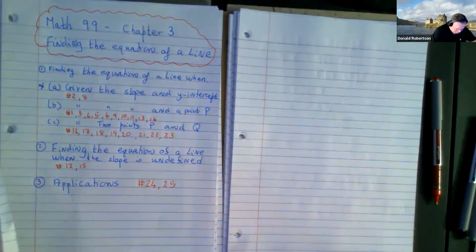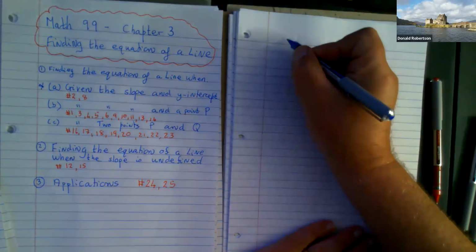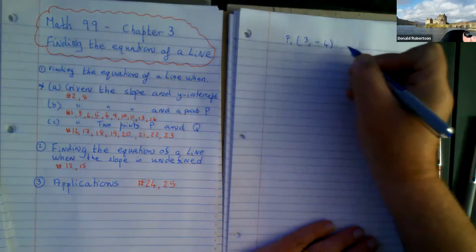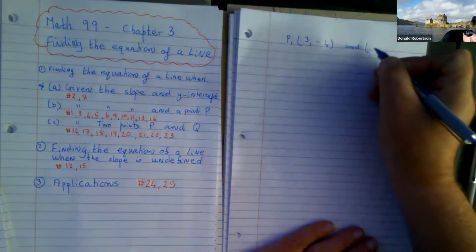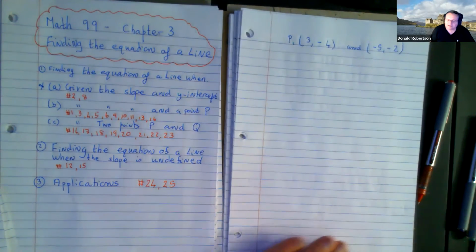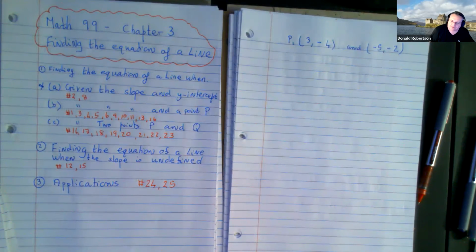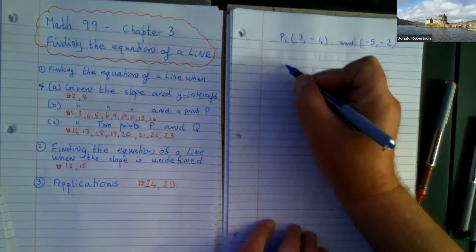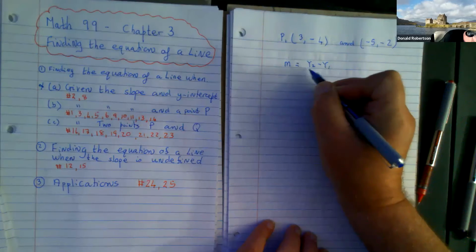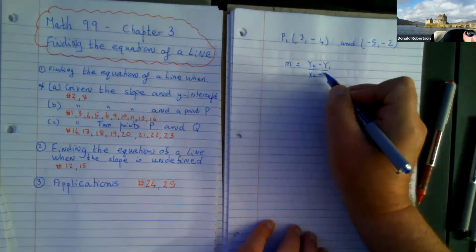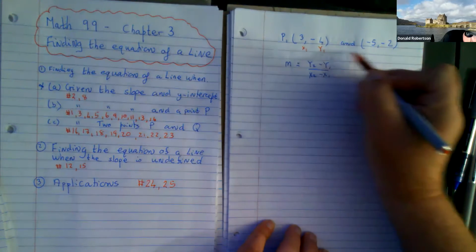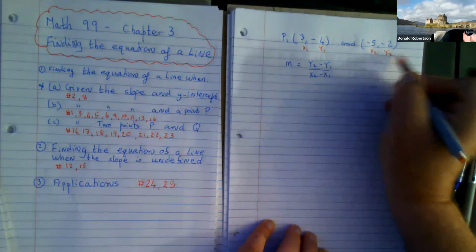Let's do one with a lot of negatives. So I want to find the equation of a line passing through the point 3, negative 4 and negative 5, negative 2. So I'm really making these as ugly as I can. Hopefully something nice will come out of it. To get the slope, it's y2 take away y1 over x2 take away x1. So here's x1 and y1. Here are the values for x2 and y2.